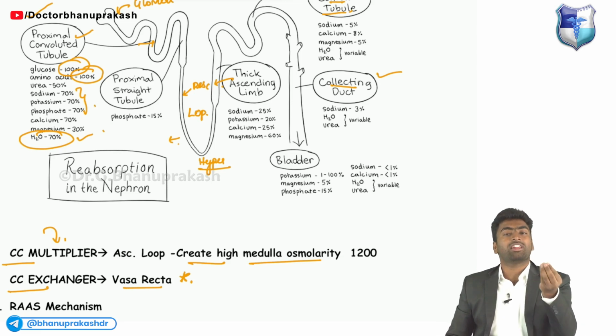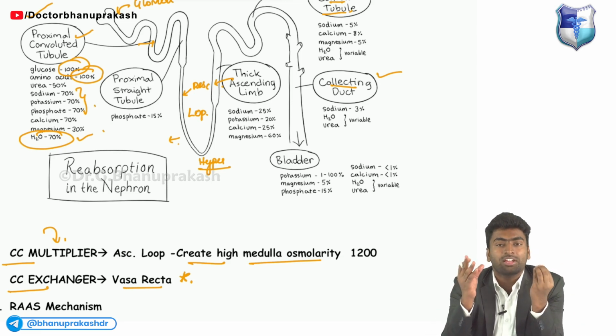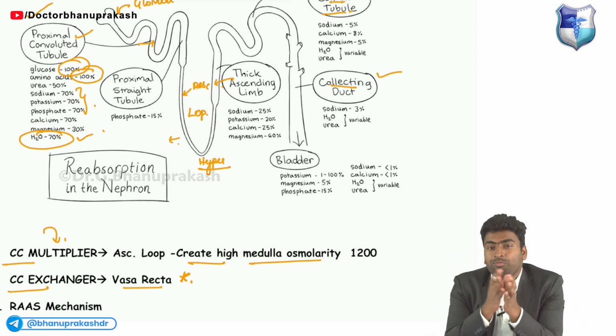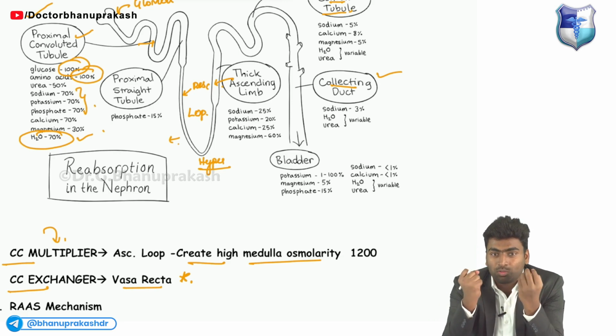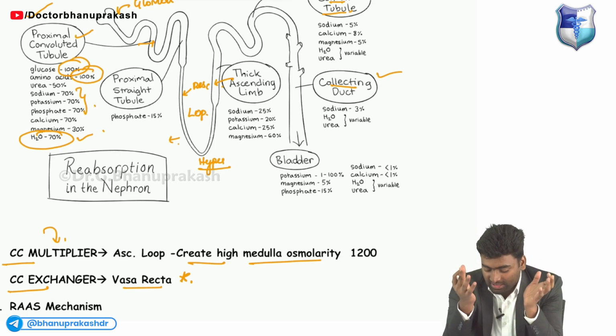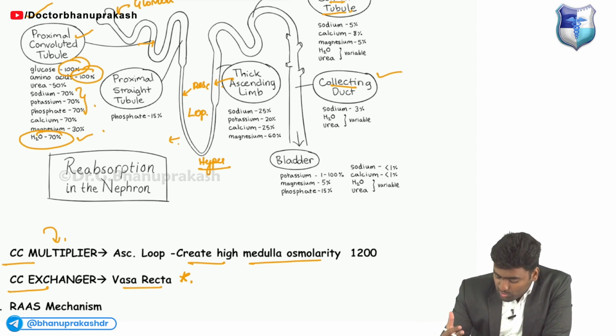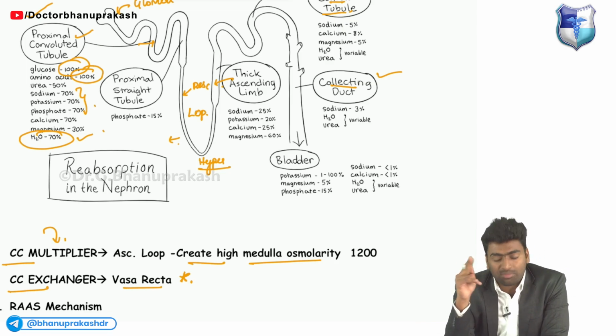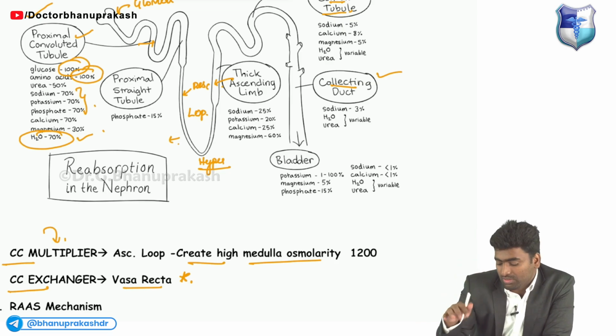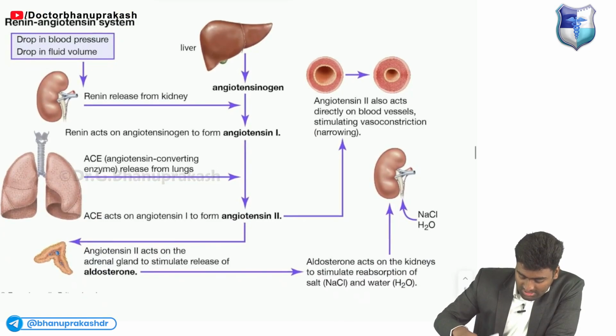Countercurrent means we are making the urine, or the inside, more concentrated. So it is known as the countercurrent system. Okay, just remember that. Mostly they will ask about these parts, about the absorption and water absorption here, as I told you, then about the countercurrent multiplier and countercurrent exchanger. And after this we'll move on to the RAS system.